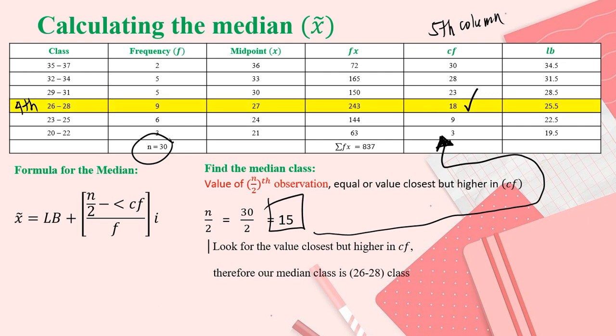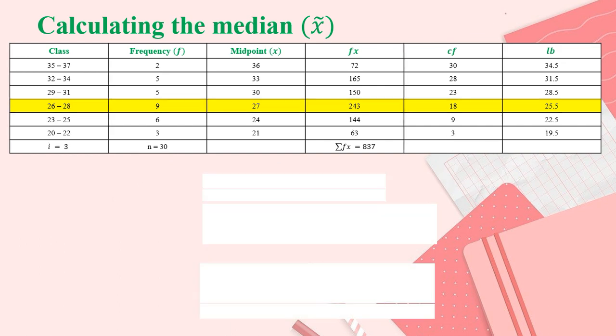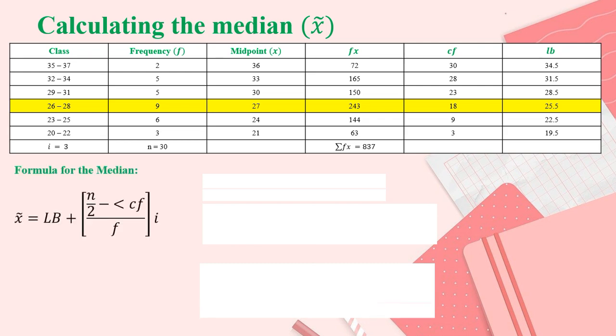Next, so since meron ka ng median class, you can now able to solve for the median. So, saan ka ngayon titingin para ma-solve si median? Titingin ka lang po sa iyong median class. Diyan ka lang titingin sa naka-highlight na yan. So, let's have the formula for the median. We have LB plus N divided by 2 minus less than CF over F times I. And then after that, we need to determine the values of each of the variable given in the formula.